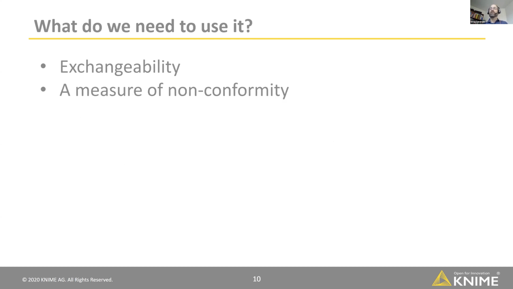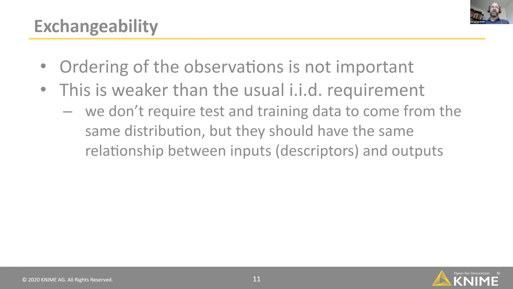What do we need in order to be able to get all these benefits? There are two things. We need exchangeability of our data set and a measure of non-conformity. Exchangeability means that the ordering of the observations in the data set is not important. And this is nice. It's weaker than the usual IID requirement that we have in machine learning algorithms. So we don't require that the testing and training data come from the same distribution, but instead we require that there's the same relationship between the inputs to the model and the outputs. So the connection between inputs and outputs of the training set is the same as the inputs and outputs of the set of rows that you want to predict later.